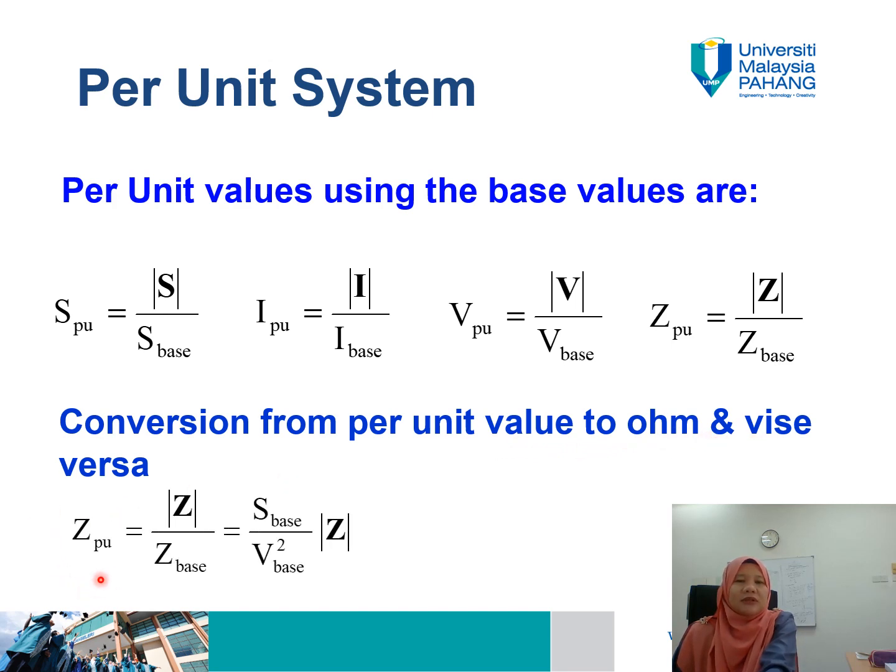For example, the per unit impedance is equal to the actual impedance divided by the base impedance, which is also equal to the base power divided by V base squared multiplied by the actual impedance. And we can also calculate the actual impedance as the base impedance multiplied by the per unit impedance, which is also equal to the base voltage squared divided by the base power multiplied by the per unit impedance.